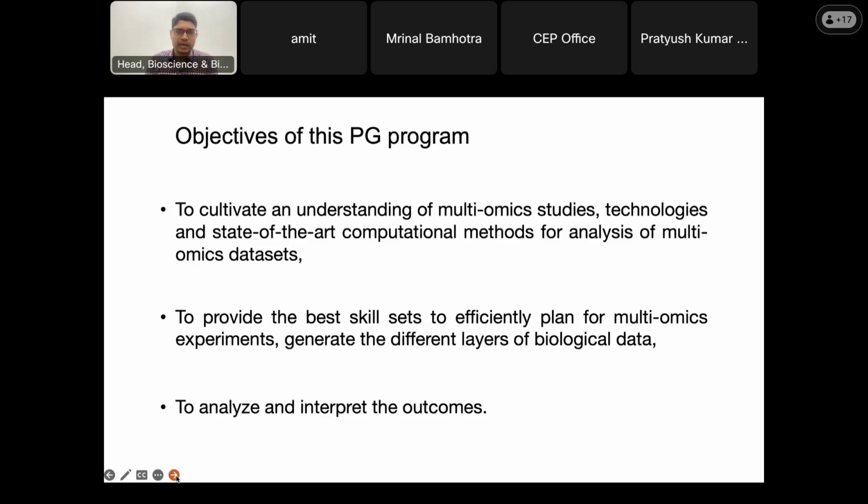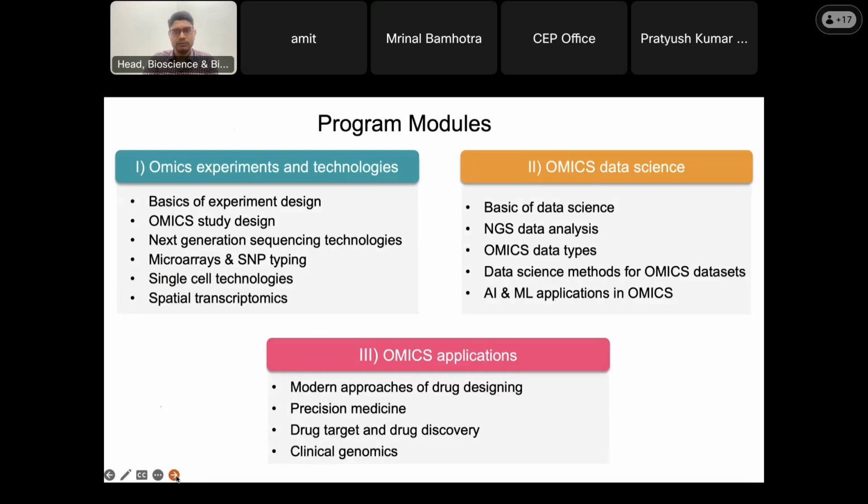And for the participants, our objective is to make them efficiently analyze and interpret the outcomes of their experiments with the kind of training skill set that we will provide through this program. Our program modules are basically divided into three groups, we can say. The first module is about omics experiments and the technologies that are available in the market.